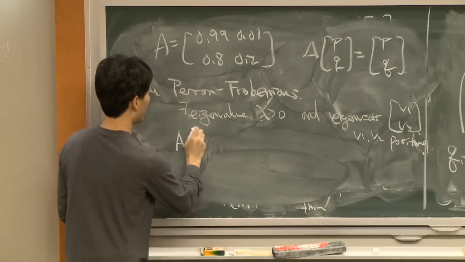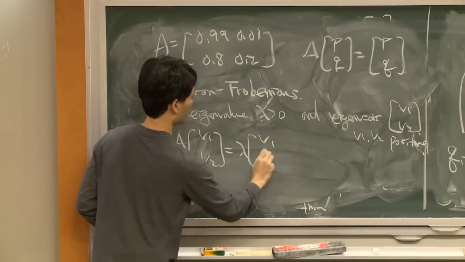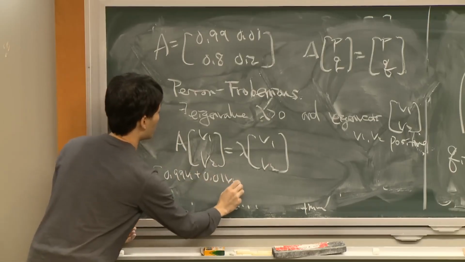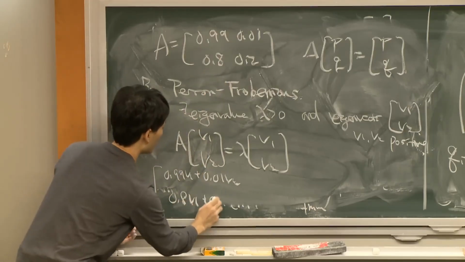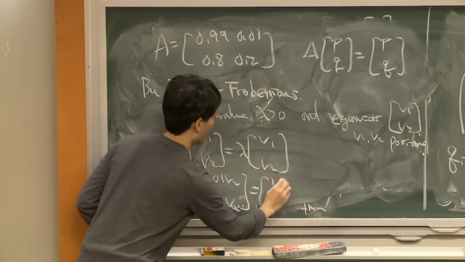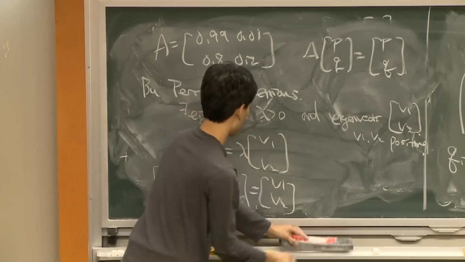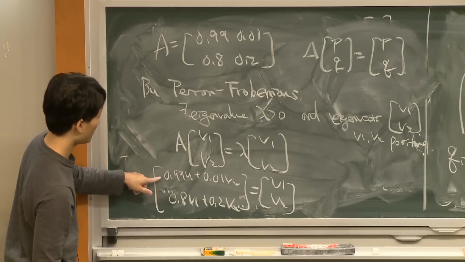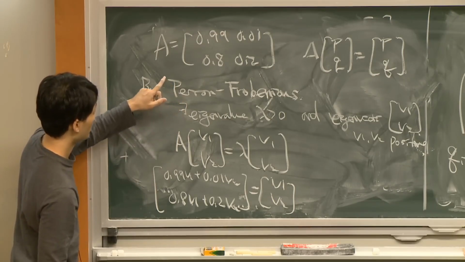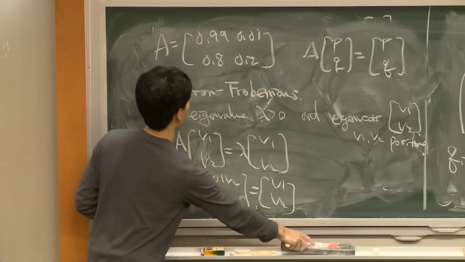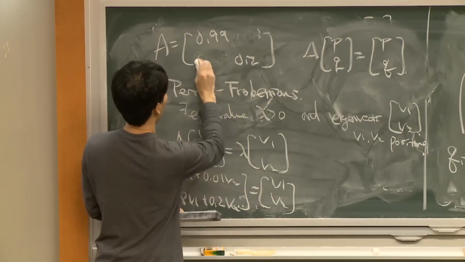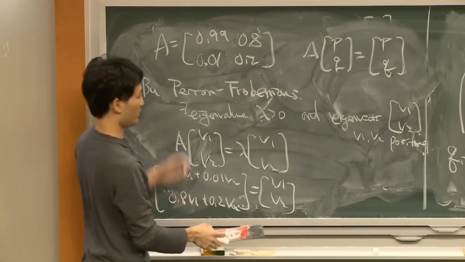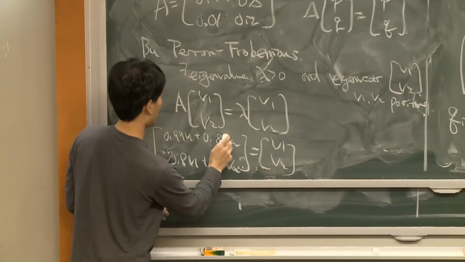So let's write this down. A times (v1, v2) is equal to lambda times (v1, v2). A times (v1, v2), we can write it down. It's 0.99 v1 plus 0.01 v2, and that's 0.8 v1 plus 0.2 v2, which is equal to (v1, v2). Okay, you can solve for v1 and v2, but before doing that, let me rewrite it. Sorry about that. This is flipped. Yeah, sorry about it. It should have been flipped in the beginning. That's right.